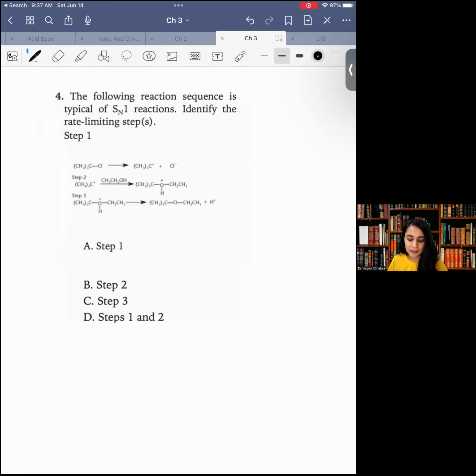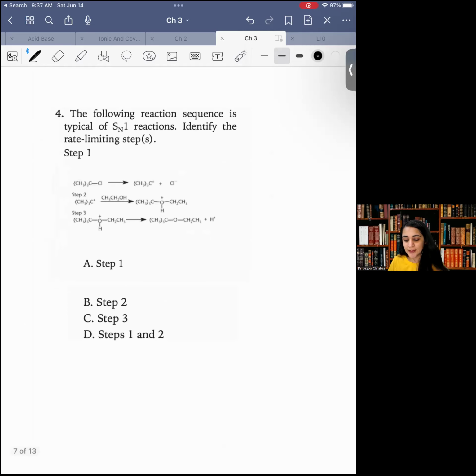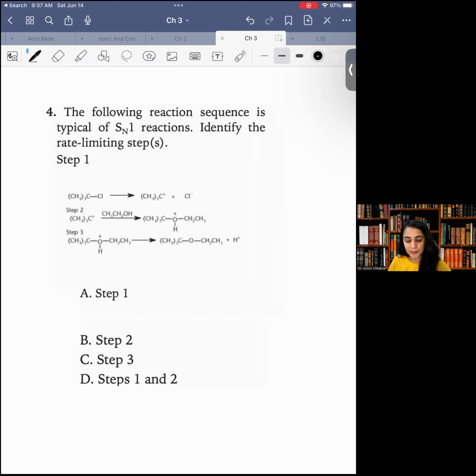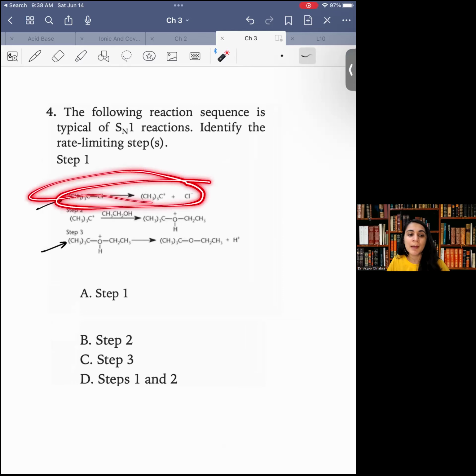All right. Now, the next one, the following reaction sequence is typical of an SN1 reaction. Identify the rate limiting step. Okay, so we do know that an SN1 reaction is usually 2 steps or 3 steps. And the last step is usually just the proton transfer, which is what's happening over here. Again, this is also theory based. You're not the person going into the lab, actually carrying out the reaction, looking at kinetics and identifying that this step is the slow step, right? Or when this step happens, it takes longer compared to when the second step happens.